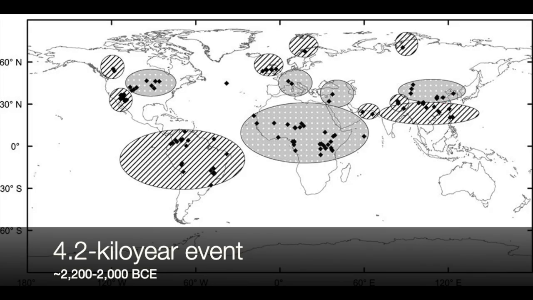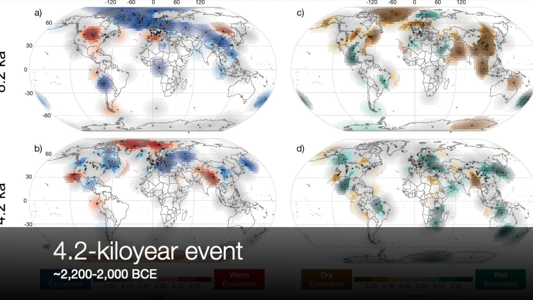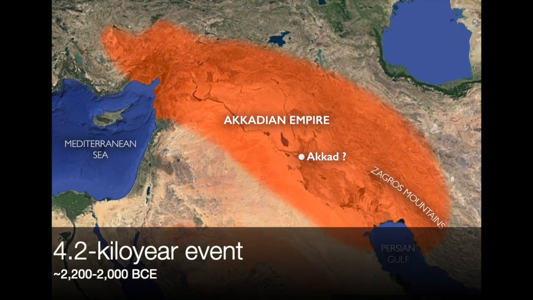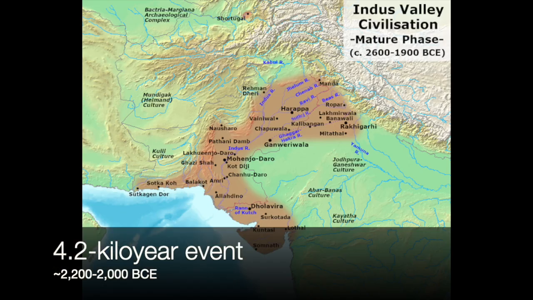The 4.2 kiloyear event was a severe climatic event which occurred around 2000 BC and may have caused the collapse of the Old Kingdom in Egypt, the Akkadian Empire in Mesopotamia, and the Indus Valley Civilization. This event also may have caused the aridization of the Eurasian steppes, and this would have caused water shortages, requiring the need to migrate east in order to survive.